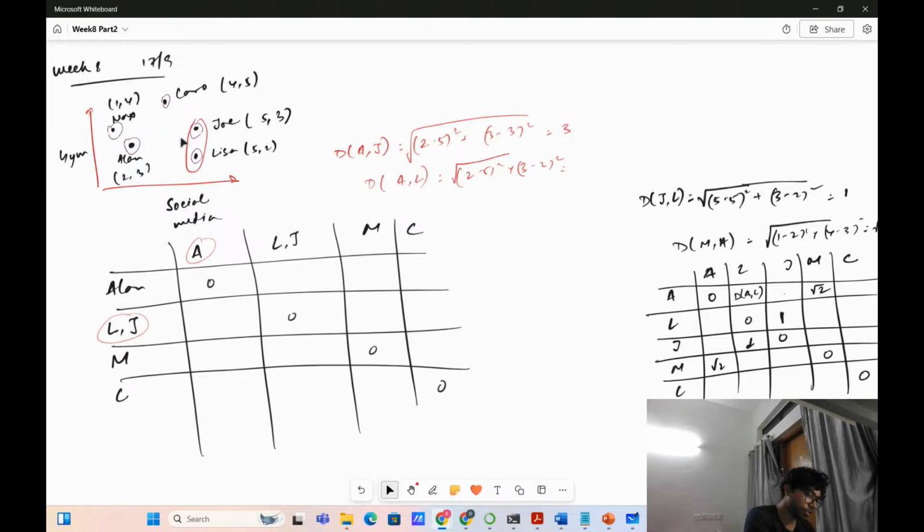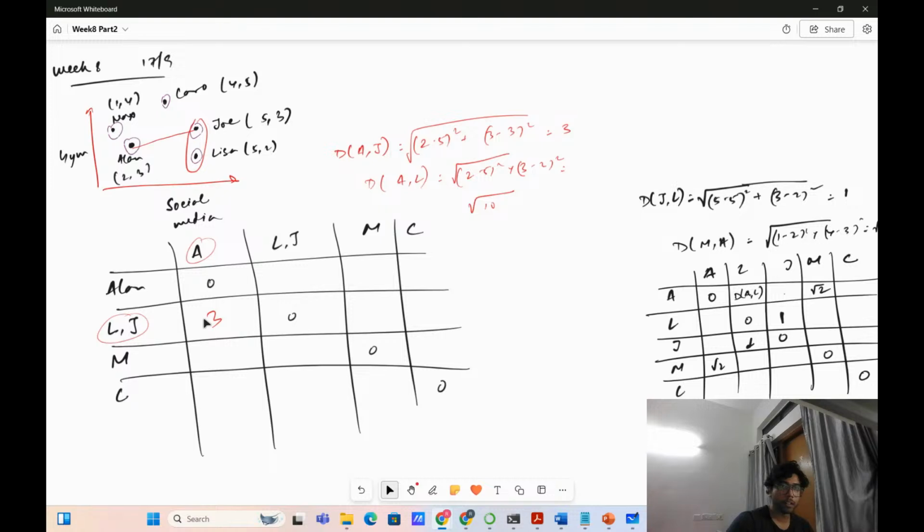So this is root 10, which is higher than 3, right? So the minimum distance is between Alan and Joe. So for the single link distance, we'll take this distance, right? Not the Alan Lisa distance. Okay. So here we will write the distance is 3.